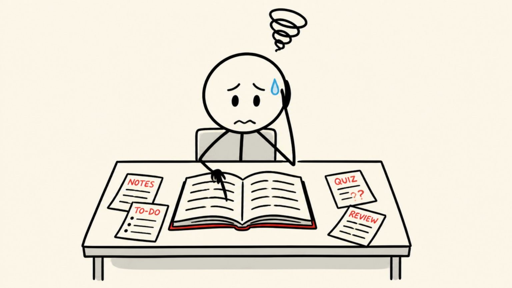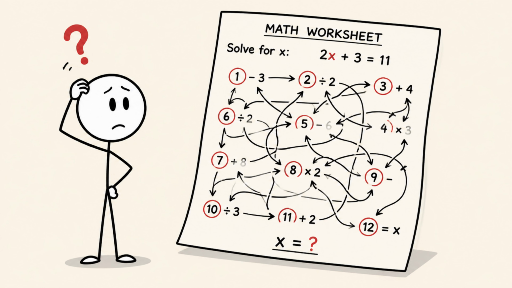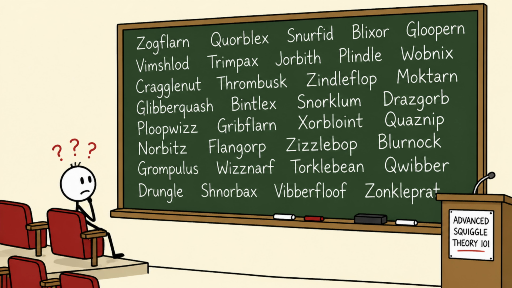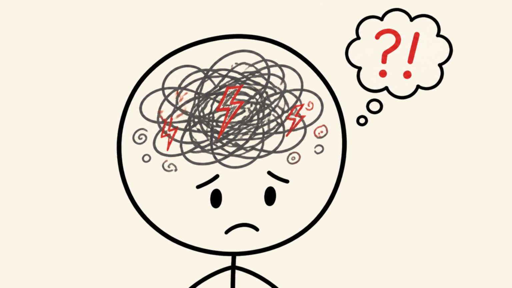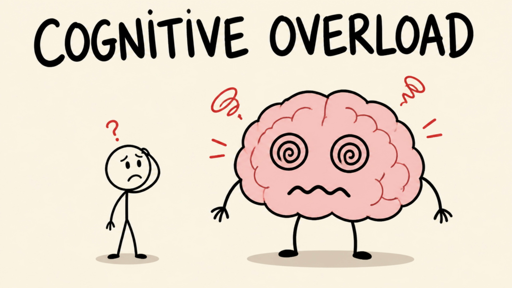Have you ever sat down to learn something new only to feel completely overwhelmed within minutes? Maybe it was a math problem with too many steps, a lecture packed with unfamiliar words, or an app with so many buttons you didn't know where to look. That feeling has a name. It's called cognitive overload, and understanding why it happens can completely change the way you learn, teach, or design anything meant to be understood.